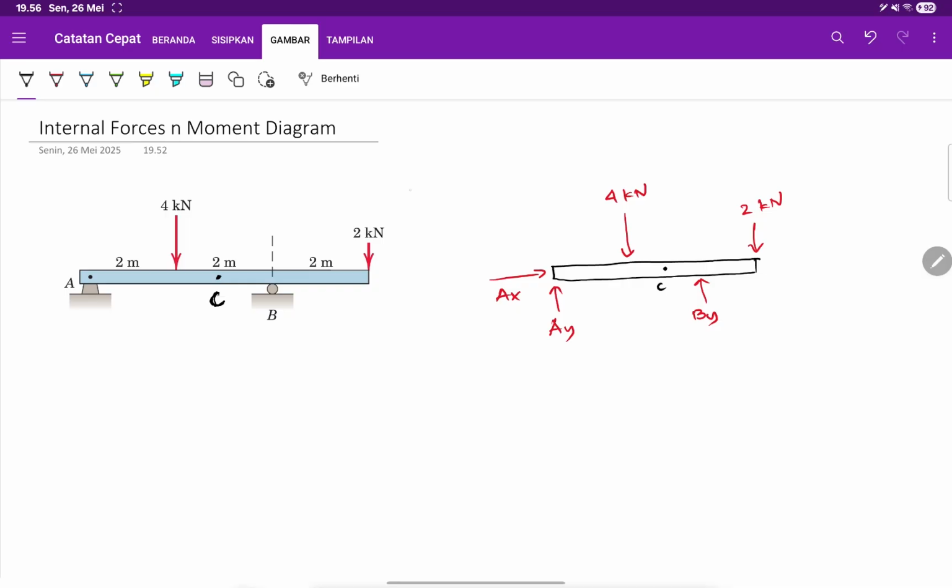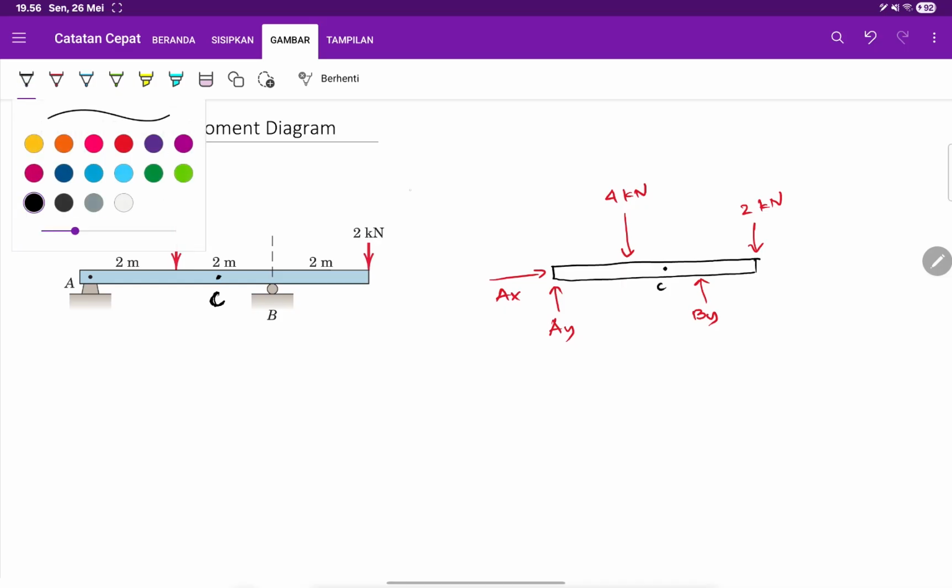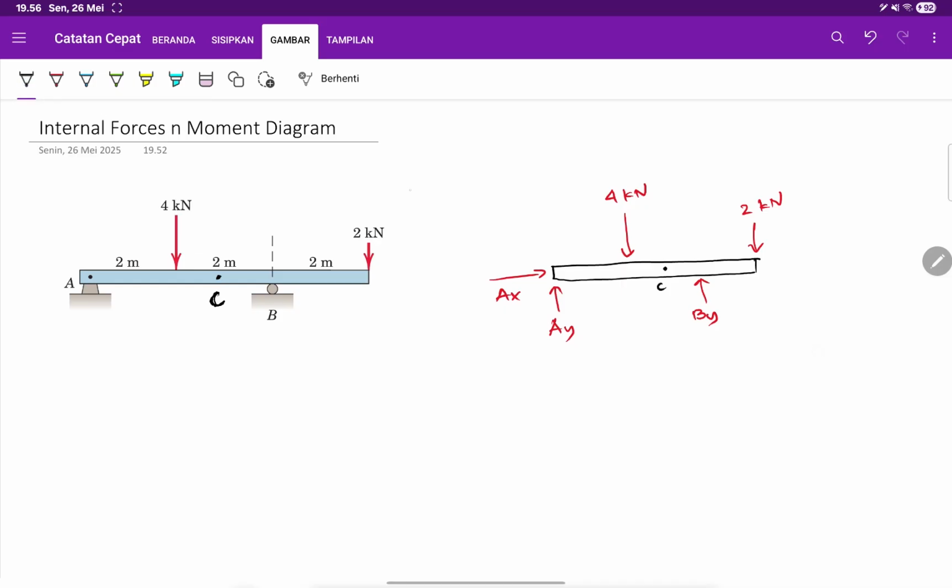So first, let's find the reaction forces. You need to apply the equilibrium equations. In this case, let's take sigma moment at point A, because at point A you have two unknowns. It's always better to evaluate the moment at the point where you have a lot of unknowns, so you can simplify the problem.